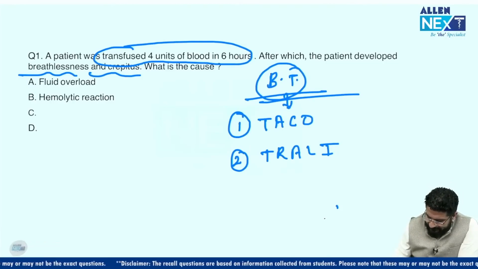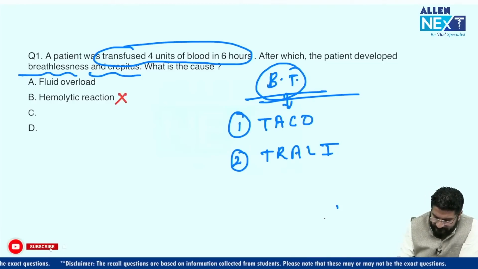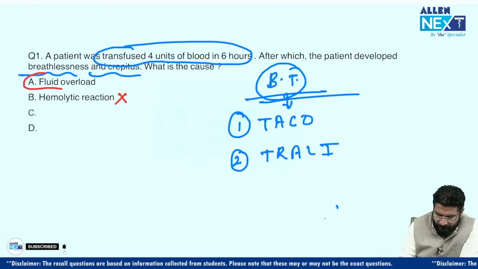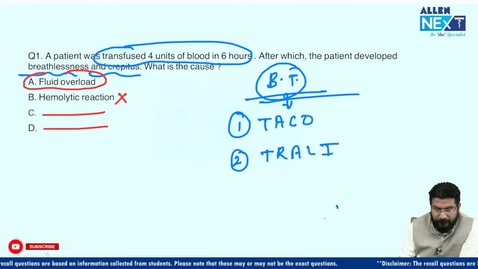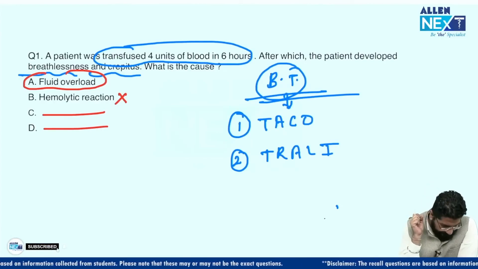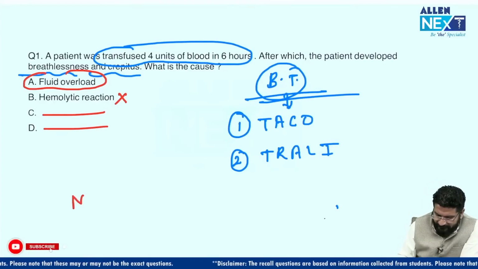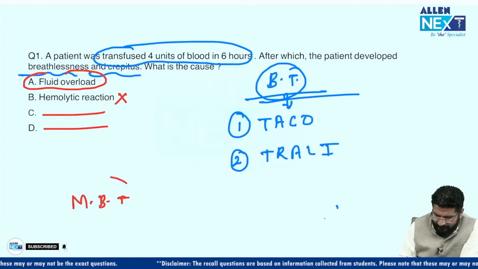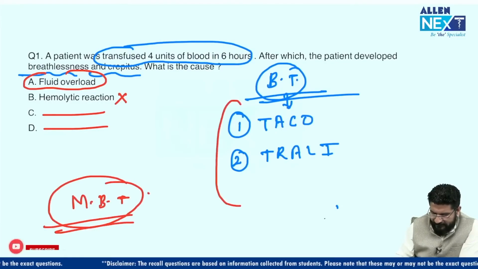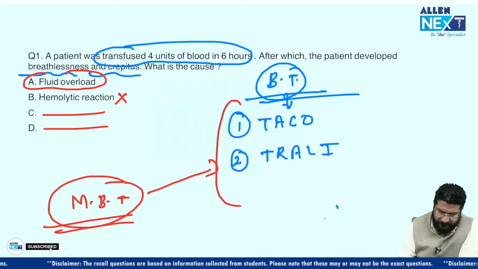Understand this, it is not a hemolytic reaction. This is due to fluid overload, but again two options are missing. I want you to fill these two options. Any input, guys? This is a condition with massive blood transfusion. A patient can develop two important complications, TACO and TRALI, which are due to fluid overload.